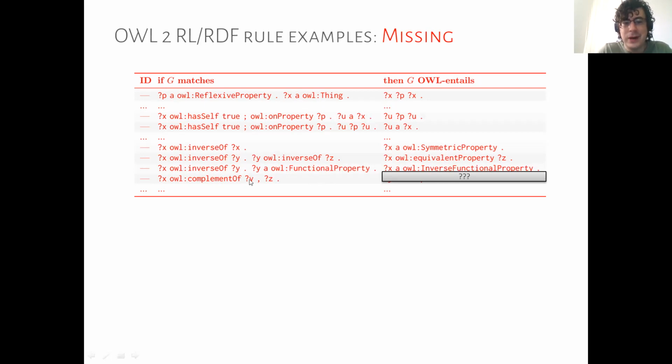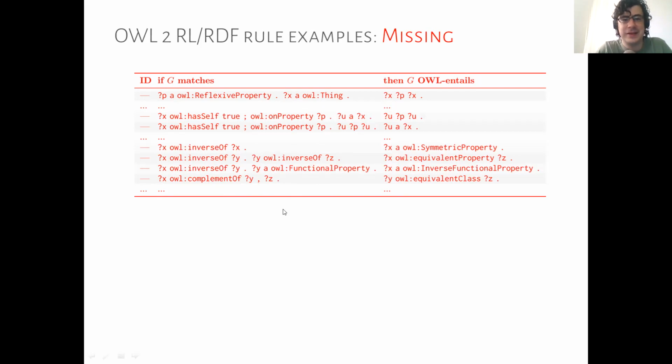If X is the complement of Y and Z, then we could entail some relation between Y and Z here. Complement of meaning that if X is the complement of Y, then everything is either in X or in Y, right? So in that case, we can entail that Y and Z would be equivalent classes, because they're both equivalent to not X effectively. So we can continue arbitrarily here. And in fact, we could define an infinite number of rules here that would be considered missing. So obviously trying to apply an infinite number of rules would cause problems.